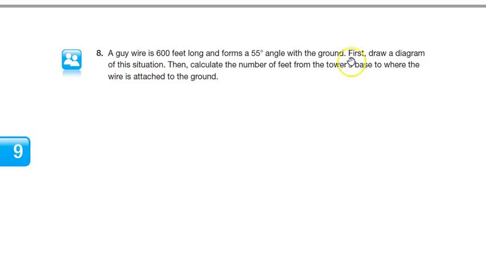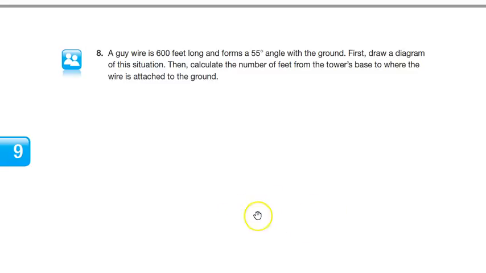Okay, so one of the things about all of these kinds of word problems is it's best to get practiced at drawing a diagram. We're really good at solving problems that we can see visually. So drawing a diagram means making that right triangle: here's the guy wire coming down off of a tower. There's a tower and a guy wire, and it forms a right triangle. So they want you to draw the diagram out here. And then after you draw the diagram, you're going to fill in the wire 600 feet long, that's the hypotenuse, and there's a 55-degree angle.